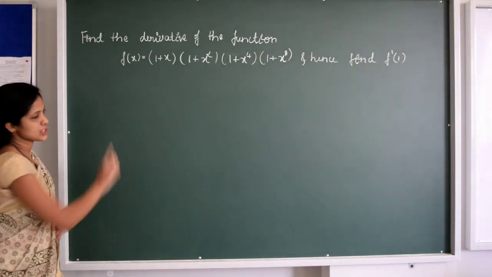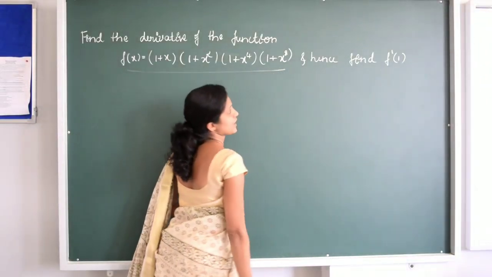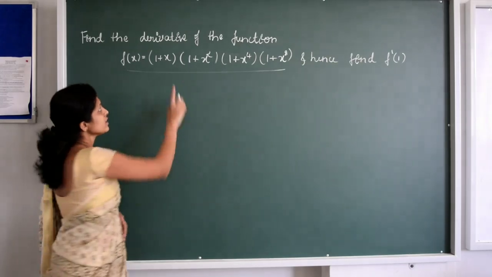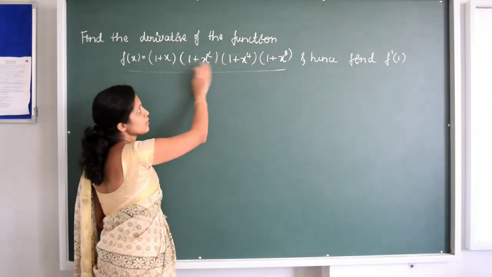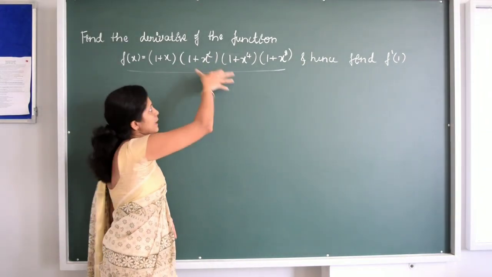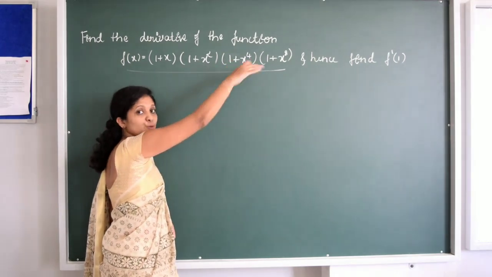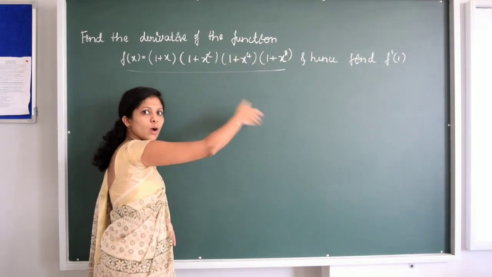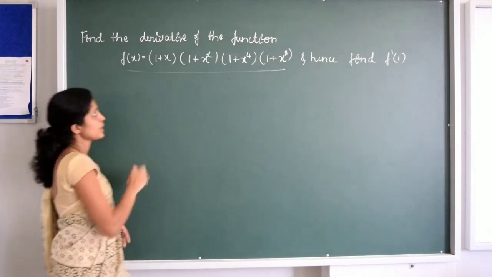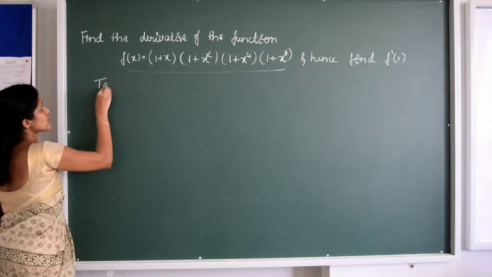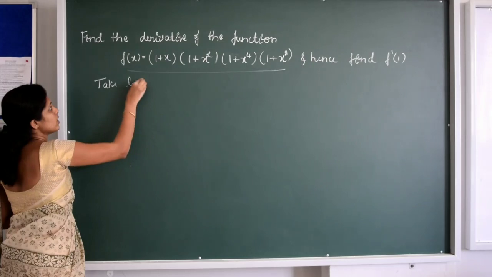Find the derivative of the function f of x is given, and hence find f dash of 1. Here you can go with the product rule also. Here 4 functions are there. What you have to do? Keep 3 functions as it is and differentiate 1, so 4 times you have to do. That is also okay. Or else you can go with the log method. It will be easy. We will take log on both sides. Is it clear?